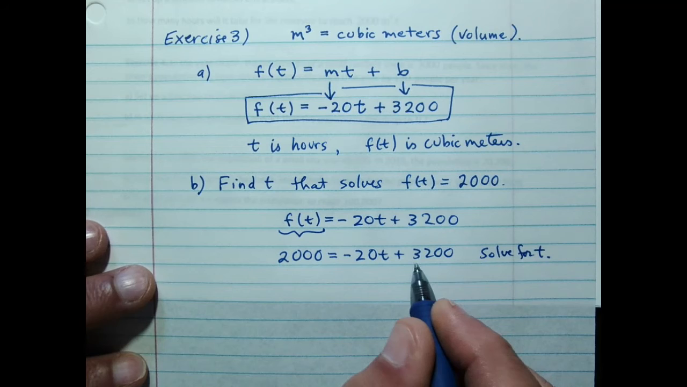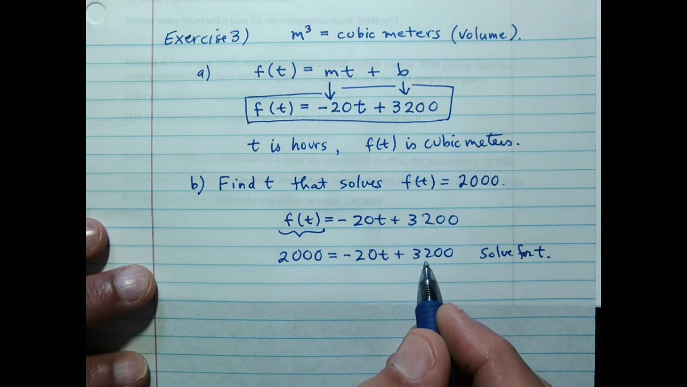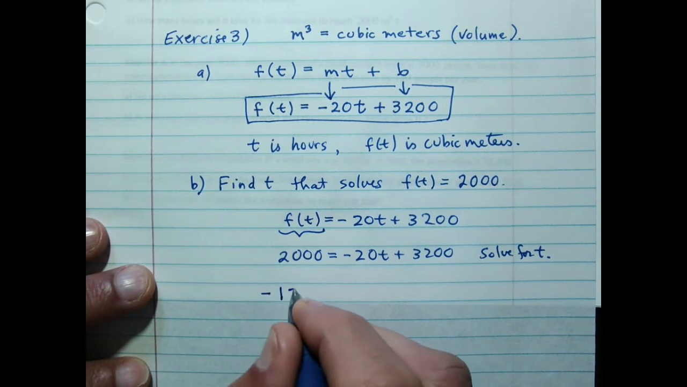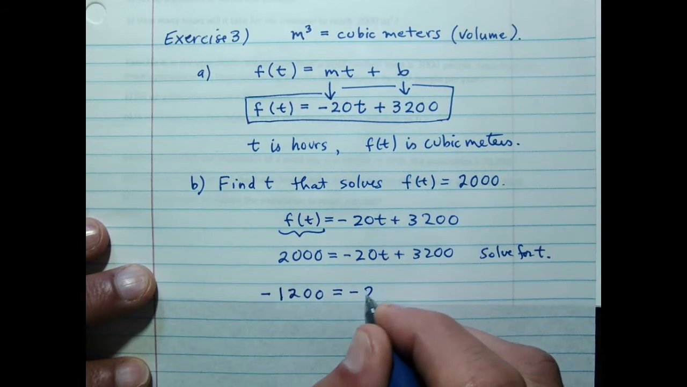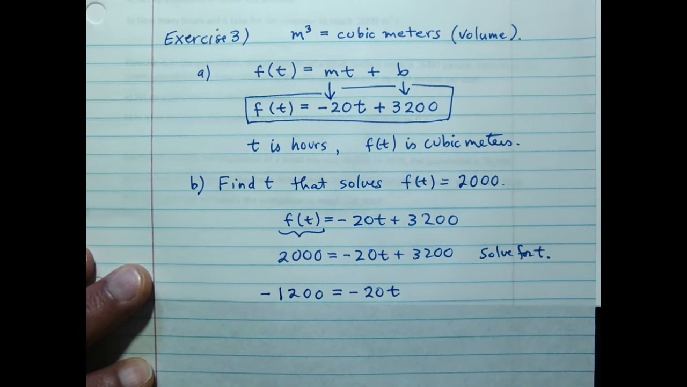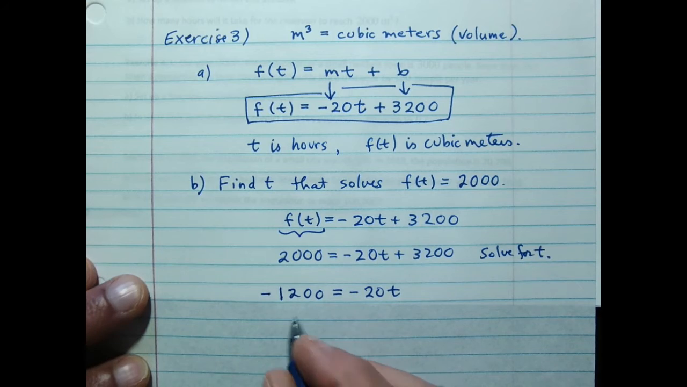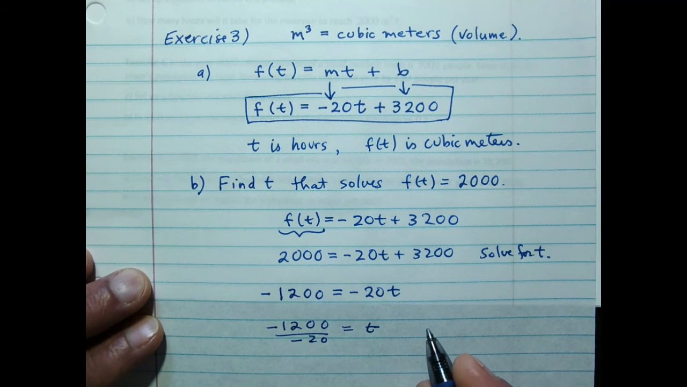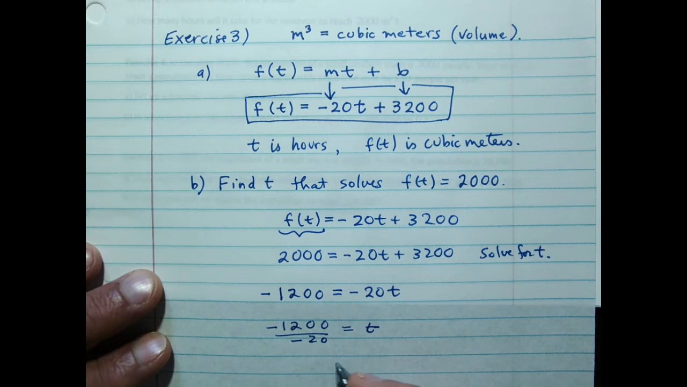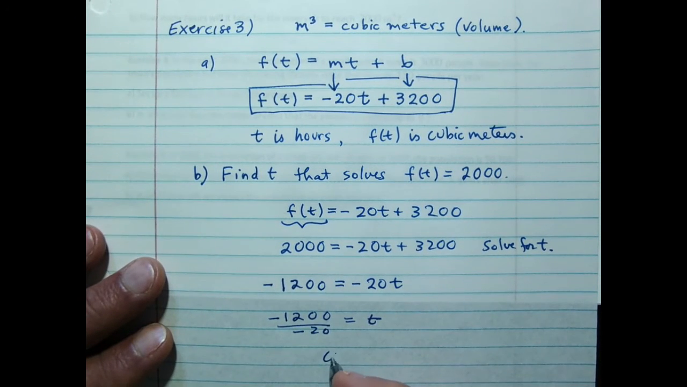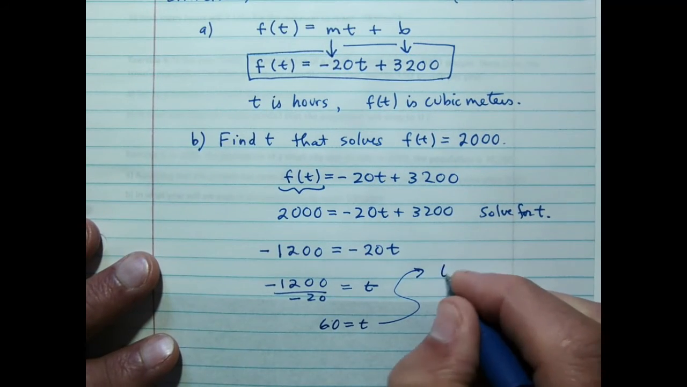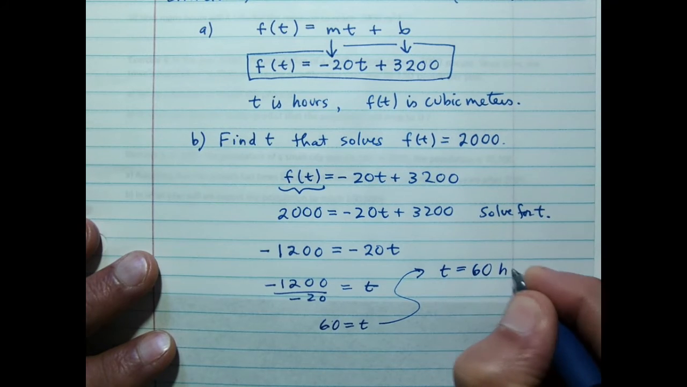This is not too complicated here. I have to subtract 3,200 from both sides. I think I'm going to get negative 1,200 equals negative 20t. I hope I did that okay in my head. And then I'm going to divide both sides by negative 20 to get t. And I think here I got 60. So we got t equals 60 hours.